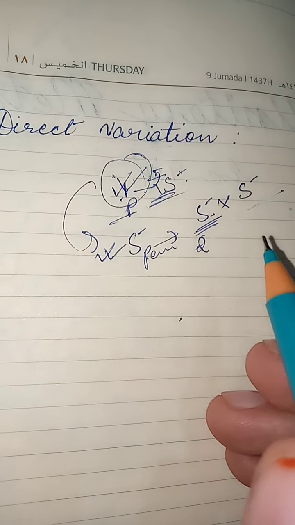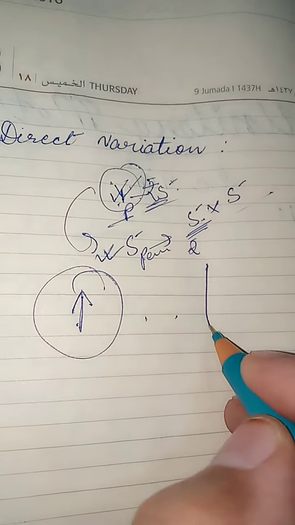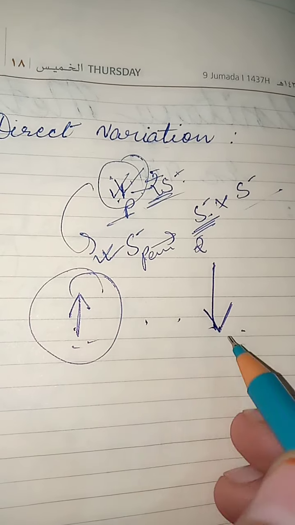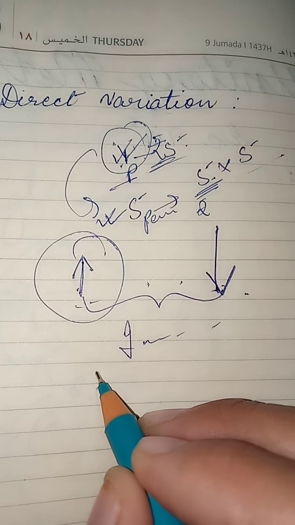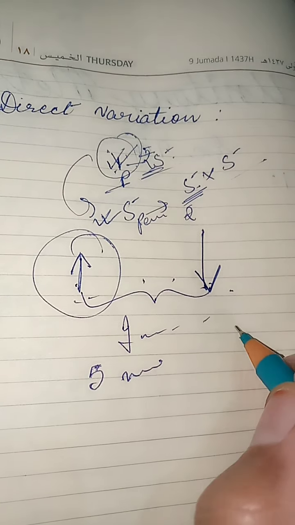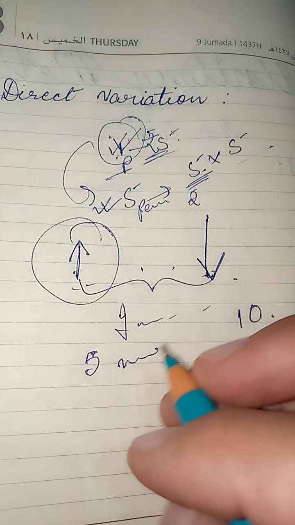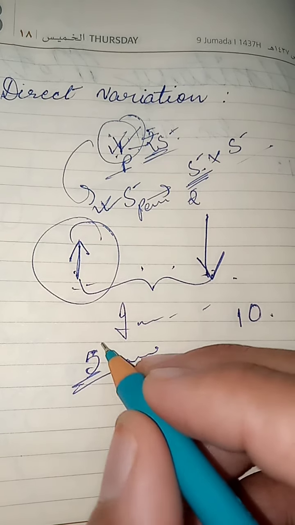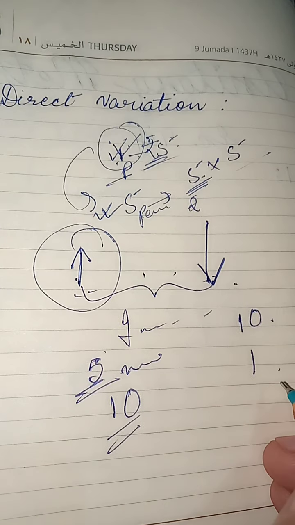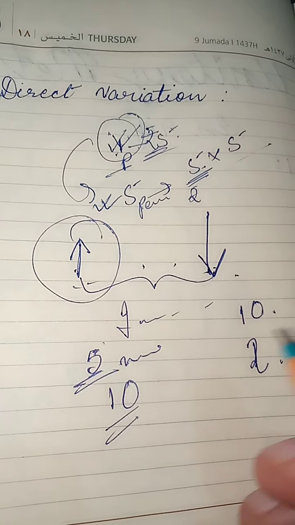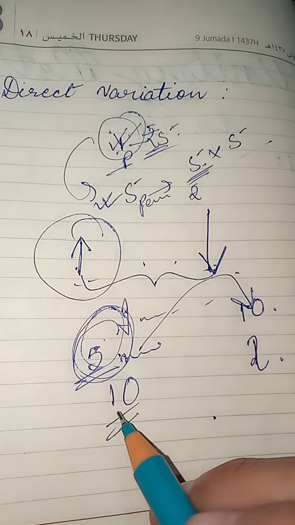Now for the case of inverse variation, if something is increasing and due to this the other thing is decreasing, this type of relationship will be known as inverse relationship. For example, if 5 men finish a piece of work in 10 days, what will be the relationship over here? If I increase the number of men to 10, then maybe the work can be completed in 1 day, or maybe in 2 days, whatever the case is. So if I increase one, the other will be decreased, right?